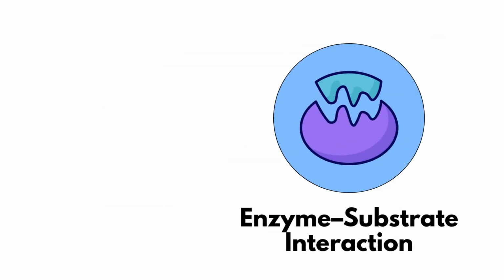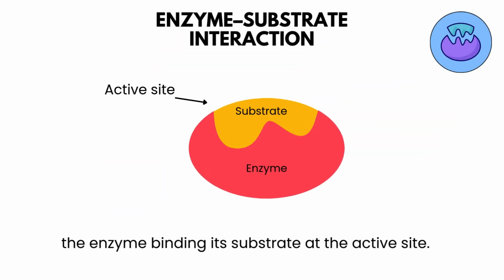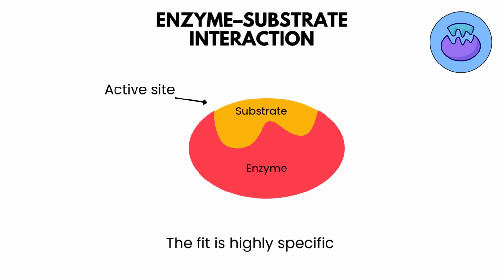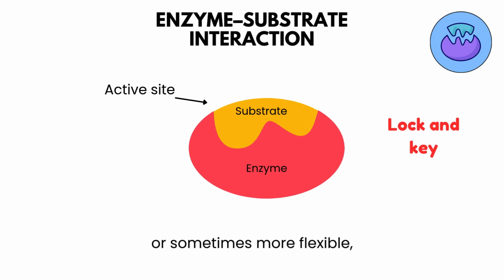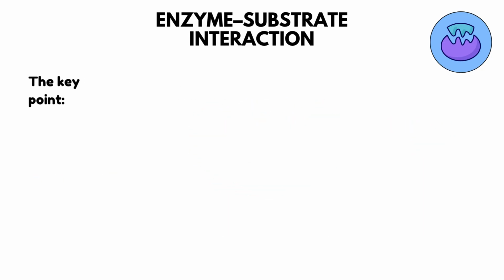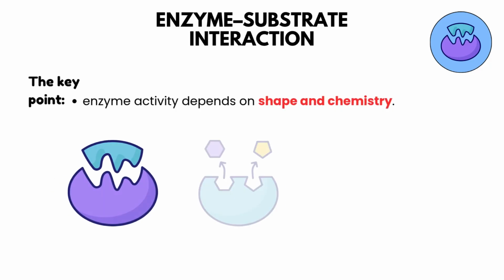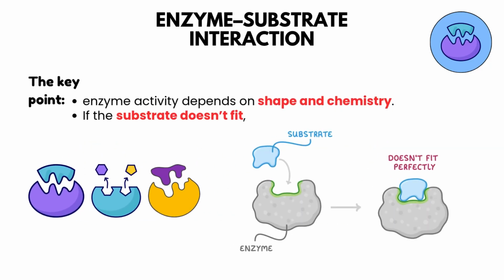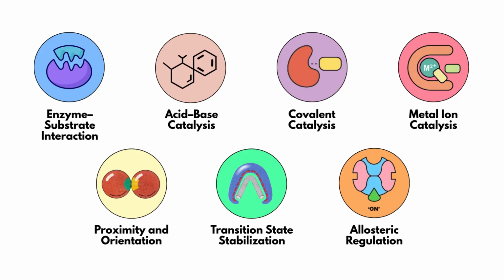Enzyme-substrate interaction. Every reaction starts with the enzyme binding its substrate at the active site. The fit is highly specific, like a lock and key, or sometimes more flexible, like induced fit. The key point: enzyme activity depends on shape and chemistry. If the substrate doesn't fit, the reaction doesn't happen.